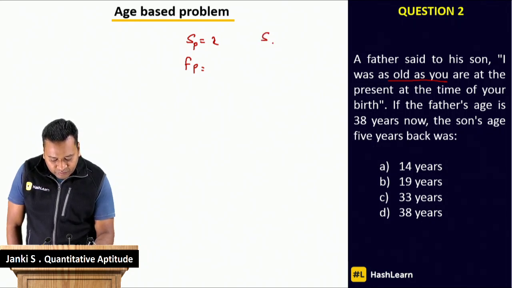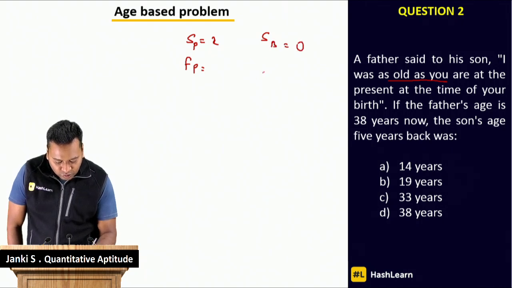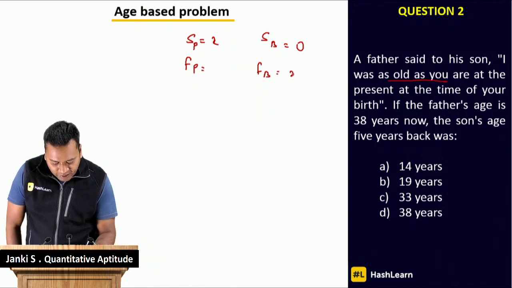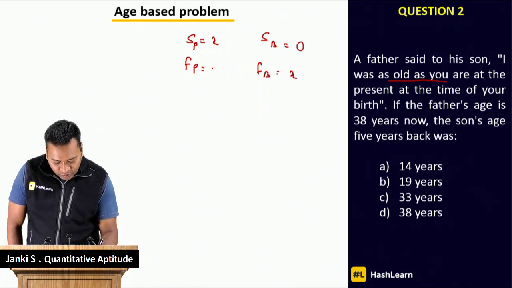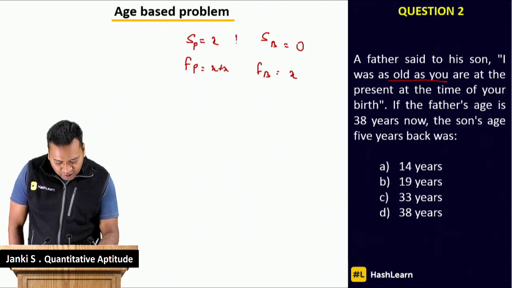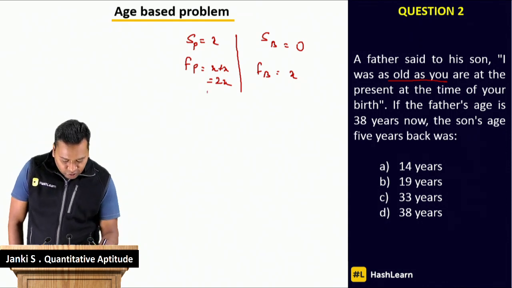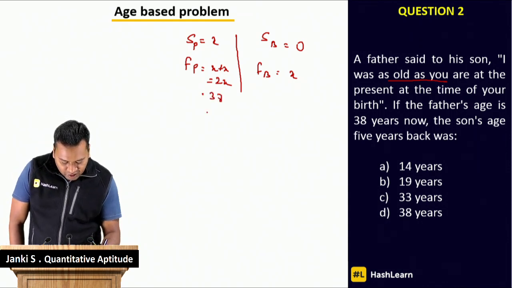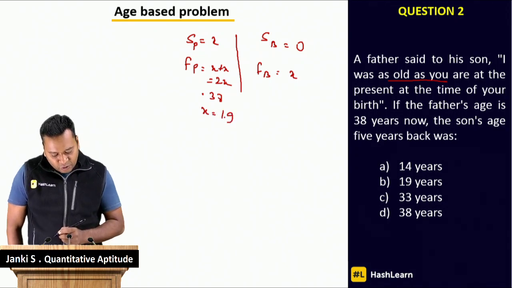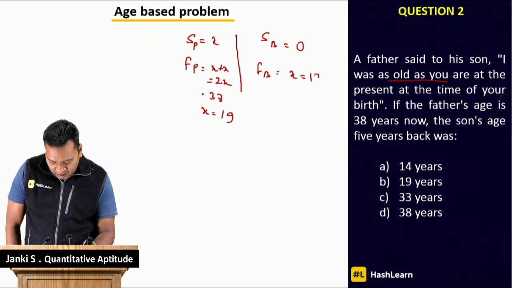It's given that the father was as old as the son is now at the time of the son's birth. Let's say birth here is equal to 0. So the father's age at the time of the birth was x. That means the father's present age is x plus x, or twice of x. If the father's age is 38, then 2x is 38, so the x value is 19.